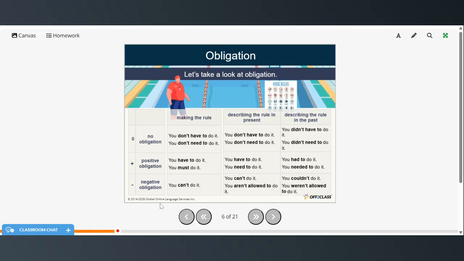And then a negative obligation: you can't do it, you aren't allowed to do it, and in the past, you couldn't do it or you weren't allowed to do it.